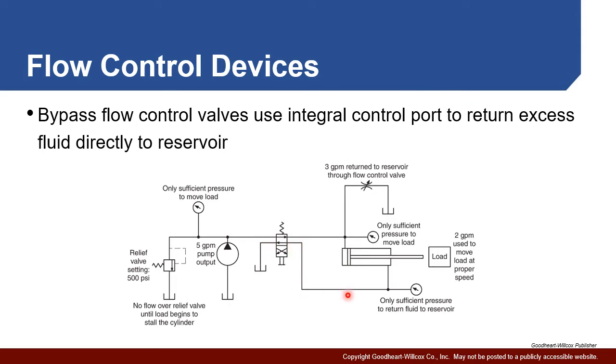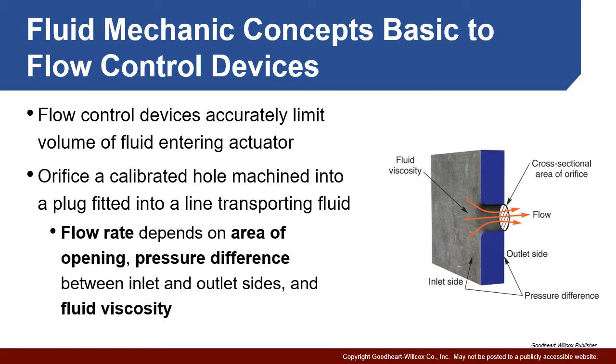So you can use flow control valves in a variety of different positions to accomplish tasks where primarily what you're going to be doing is controlling the speed of an actuator, how fast it extends and retracts, how fast a motor rotates, etc. All of these essentially use the same basic concept to control flow, and that is by controlling the size of an orifice, right?